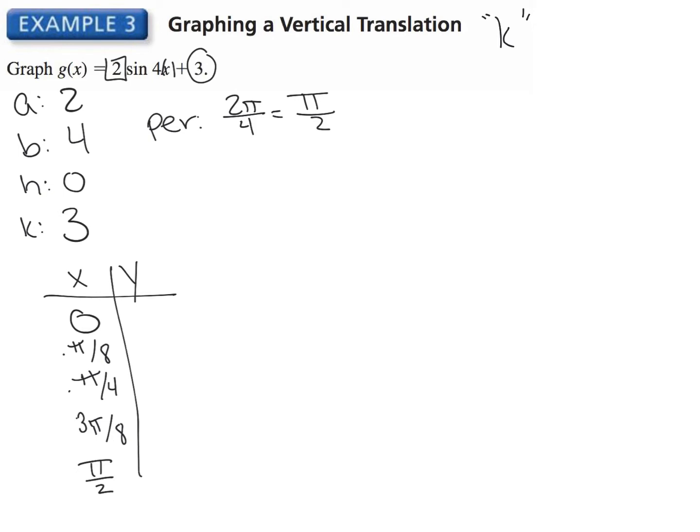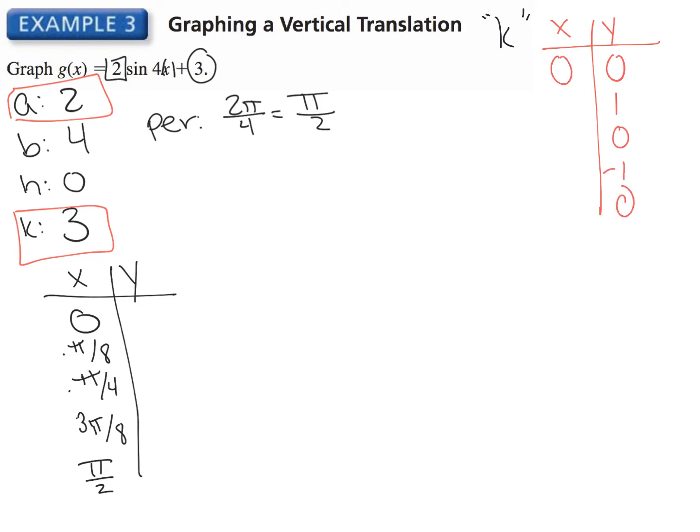Okay, so now the y, there's 2 things that affect it. We have this a value, and then we have this k. I'm going to go ahead and write out my y for my sine normally: 0, 1, 0, negative 1, 0, between 0 and 2 pi. We already did the x shift, so you guys can disregard the x side of this, but I want to show you the full thing.